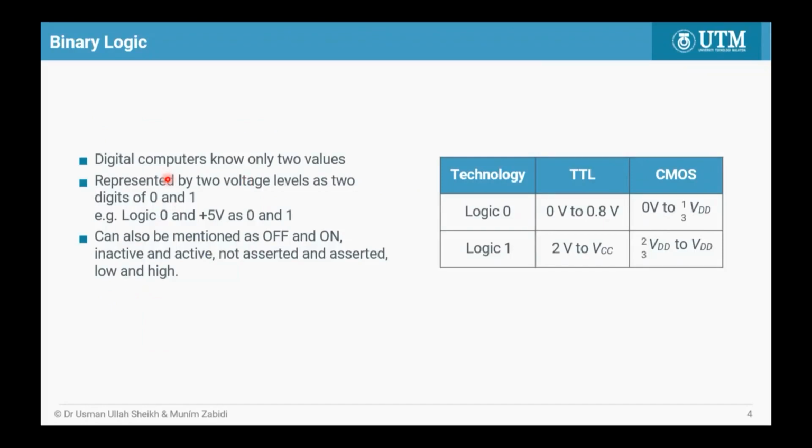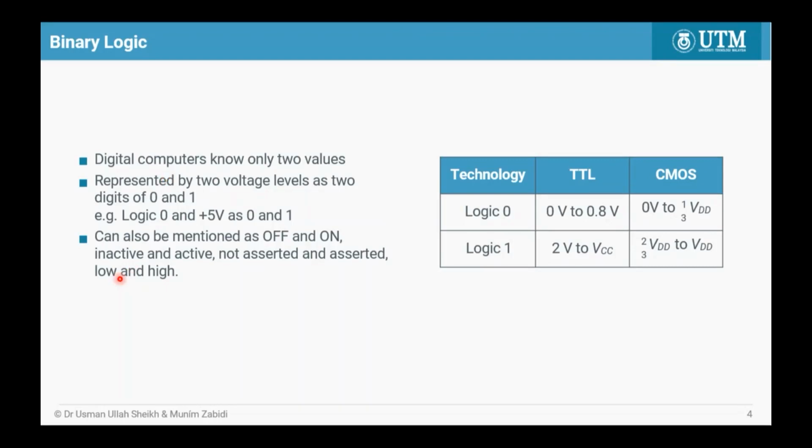Okay, so sometimes this binary logic can be mentioned as on and off states, or sometimes we can call it inactive and active. Active is for logic 1, inactive for logic 0, not asserted and asserted, or logic low and logic high. So binary logic only has two values, two states, either logic 0 or logic 1. That is the first fundamental that you need to know.